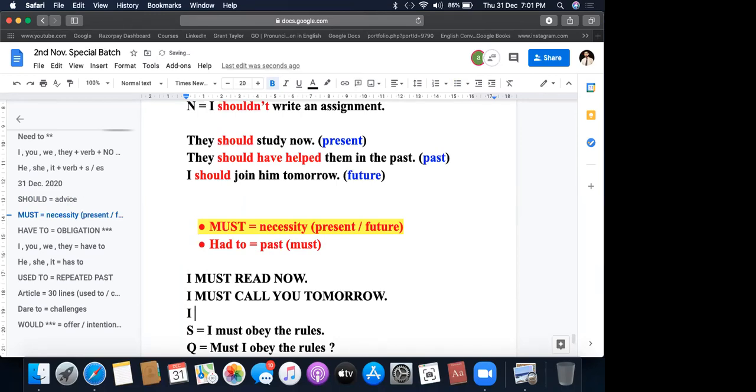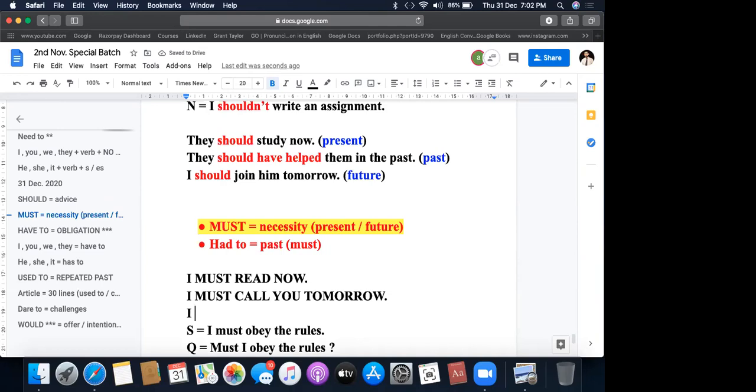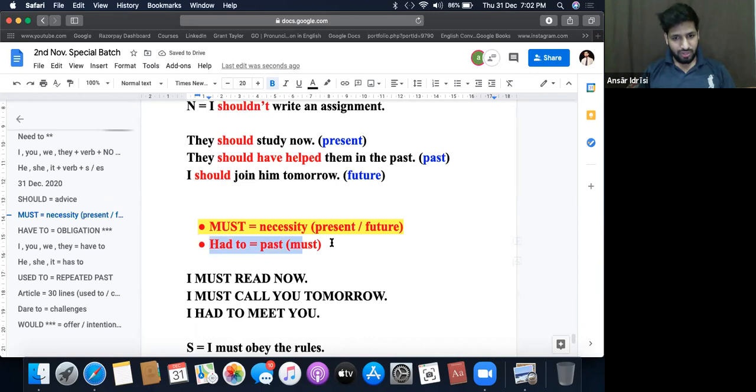And I must met you. ऐसे बोल सकते हैं क्या? No. गलत. I must say there, I had to meet you. मुझे आपको मिलना चाहिए था. पास्ट में had to use होता है must की जगह पे. समझा?